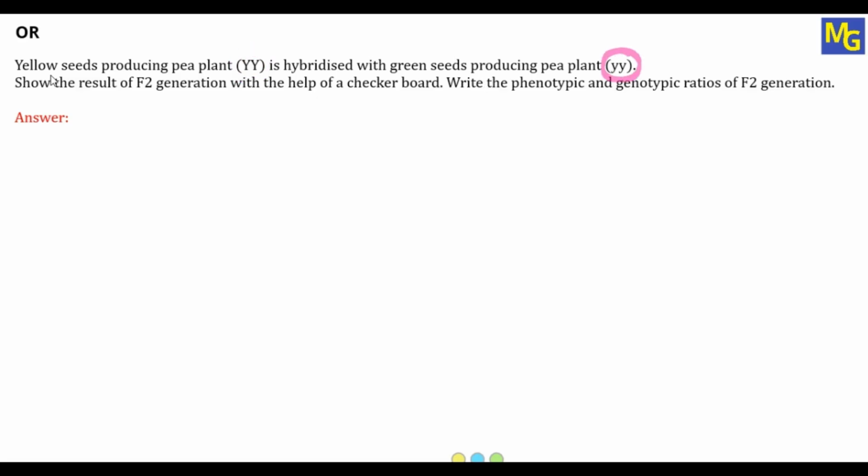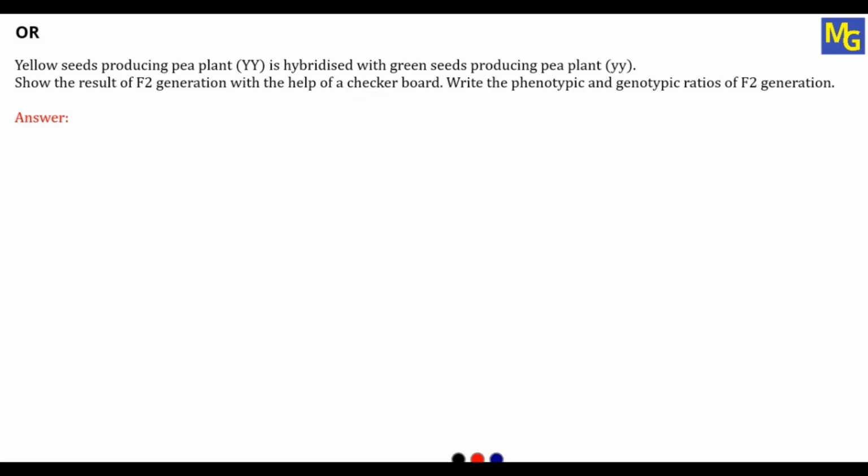Now see here, we have only the color of the seed. So we have only one character, only one trait. So it is a monohybrid cross. The earlier question was the other option in question number 35. It was dihybrid. Now this is monohybrid. I'll read the next part: show the result of the F2 generation with the help of a checkerboard. Write the phenotypic and genotypic ratios of the F2 generation. See, it is very simple. As it is a monohybrid, it will be very simple to draw this checkerboard. So we will start with the answer.